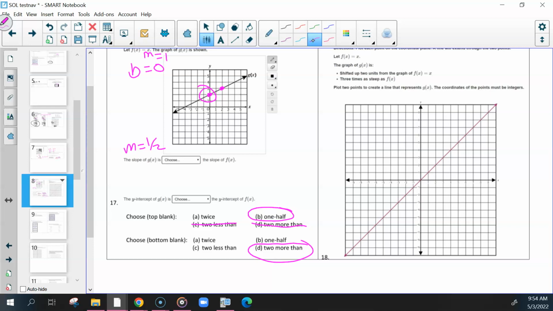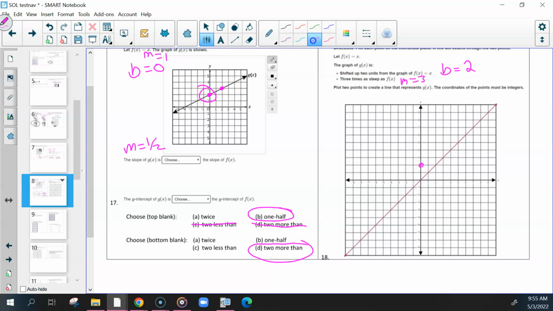For number 18, last one we're doing today. If this says shifted up 2 and 3 times steeper, what would my slope of this new graph be? What would my y-intercept of this new graph be? The original line is at 0, so if you shift up 2 units, our y-intercept would be 2. And if it's 3 times steeper, our slope would be 3. So our b value would be 2, our slope would now be 3.